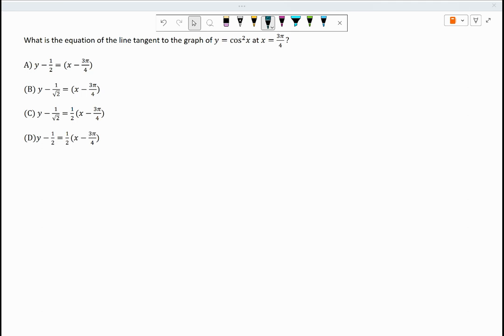how to do it fast. Today we'll do the following problem. We want to find the equation of the line tangent to the graph of y is equal to cosine squared of x at x is equal to 3 pi over 4.